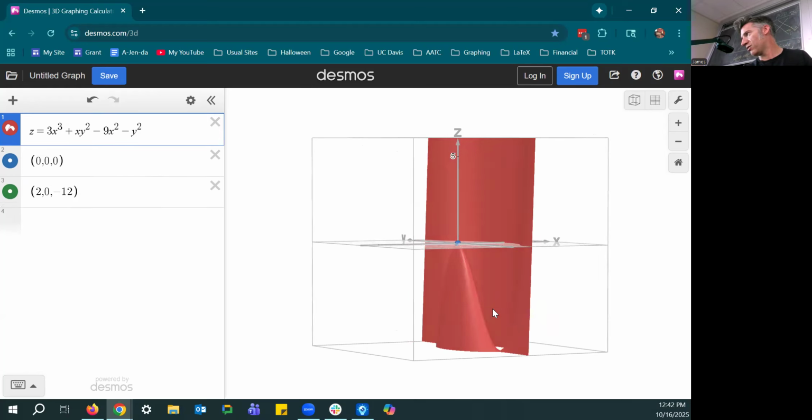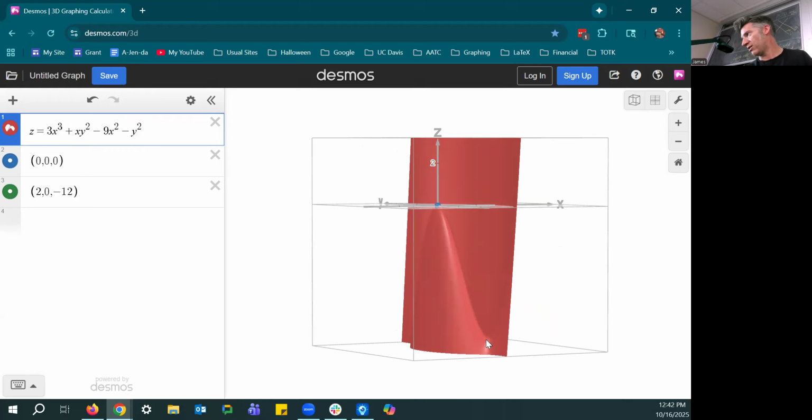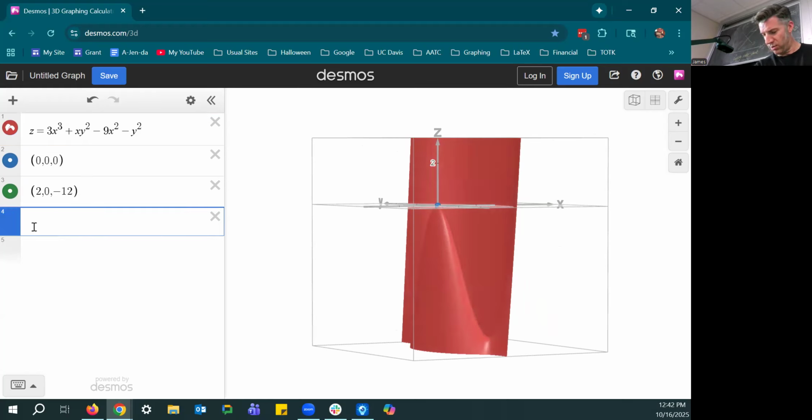And then certainly you can see there's a saddle right there. If we plug in, say, I think it was 1, 1? No, it was 1, 3. So 1, 3. I should have been smarter about this. 3 plus 9 minus 9 minus 9. 3 plus 9 minus 9, negative 8.